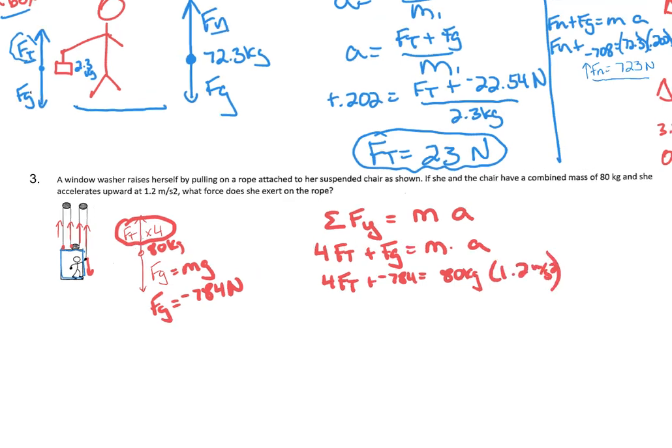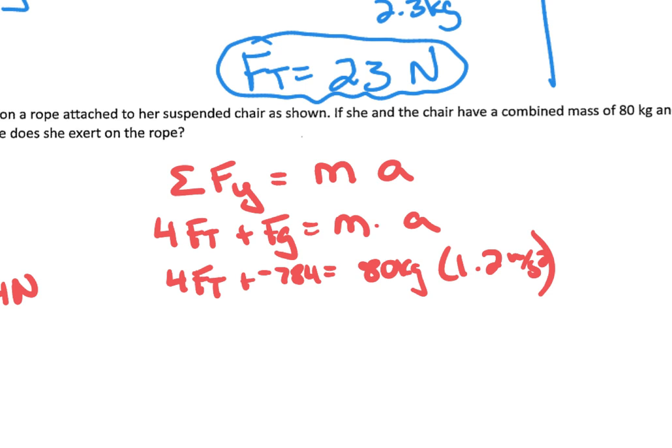Okay, let's zoom in. Let's simplify. 80 times 1.2 is 96, plus 784, divided by 4 gets a force of tension of 220 newtons. So there's page 1 of the study guide.